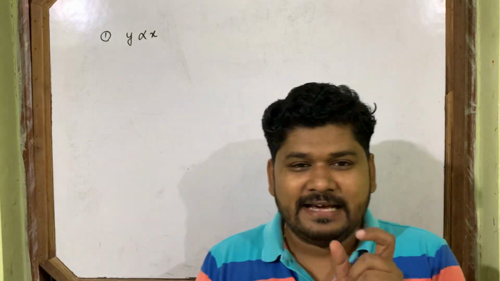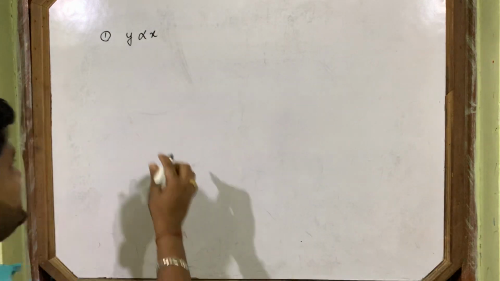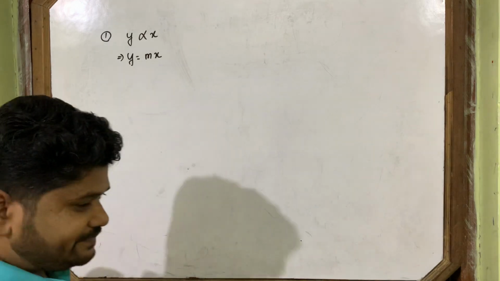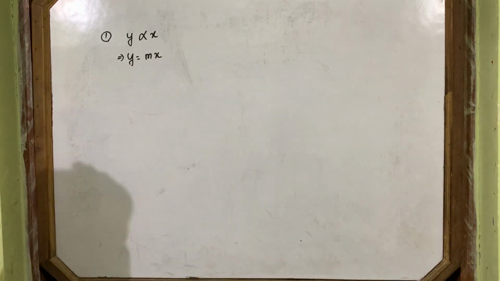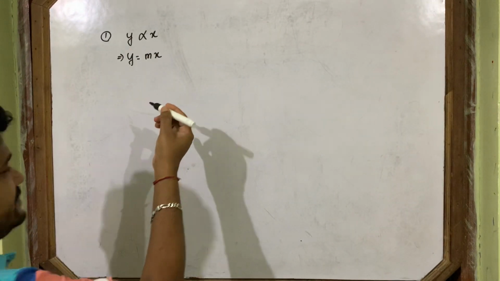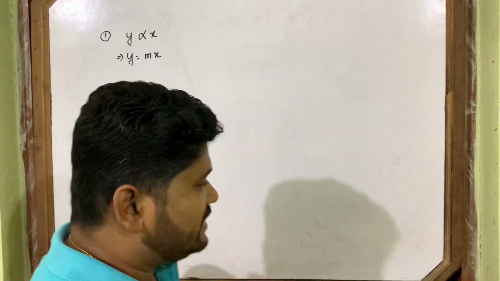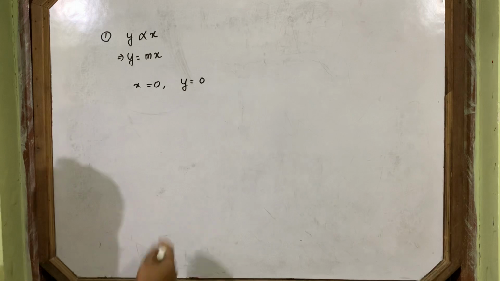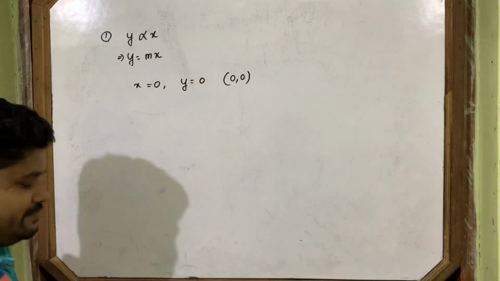If a quantity is directly proportional to another quantity, how does the graph look? Let's draw a graph. If y is directly proportional to x, can I write y = mx, where m is a constant? So y = mx is now the equation where m is a constant. To draw a graph, we need some points. Let's find the points. If x is equal to 0, then y is equal to 0. That means one point we get here is (0, 0).